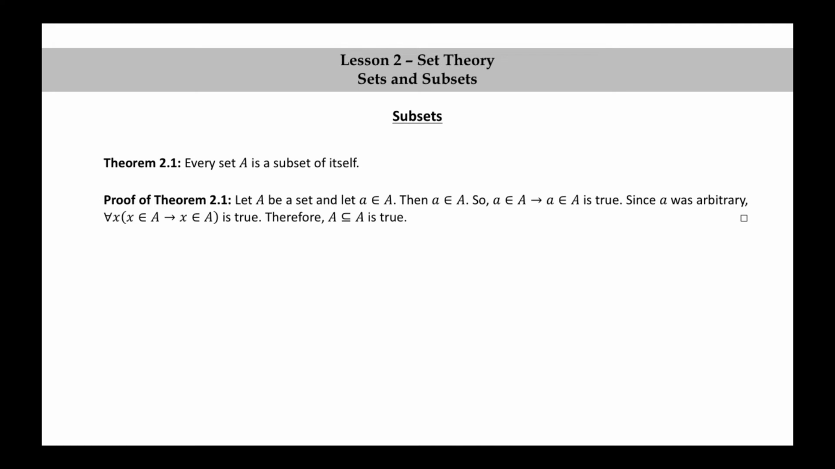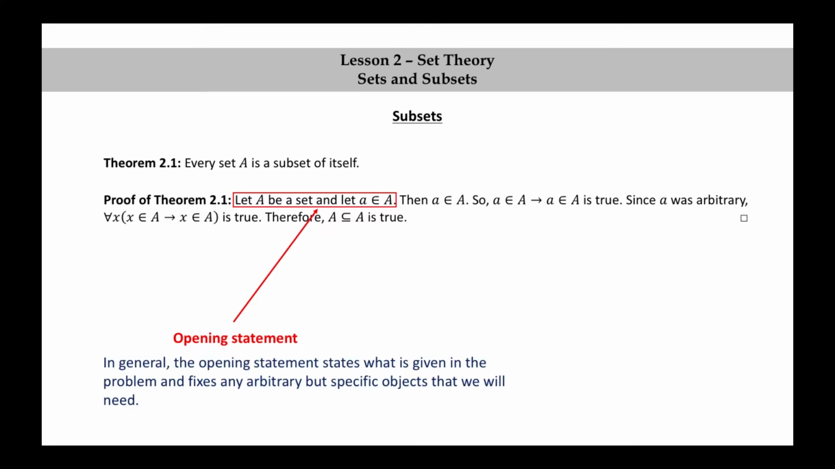Okay, just a few comments about this. The first sentence, let A be a set and let little a be in big A, is called the opening statement. In general, the opening statement states what is given in the problem and fixes any arbitrary but specific objects that we will need. So in this example, the opening statement states what is given. That's we're taking an arbitrary set A, and we're fixing the arbitrary but specific object little a inside of the set big A.